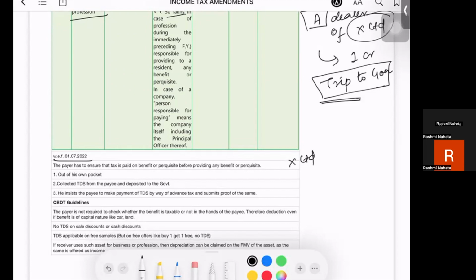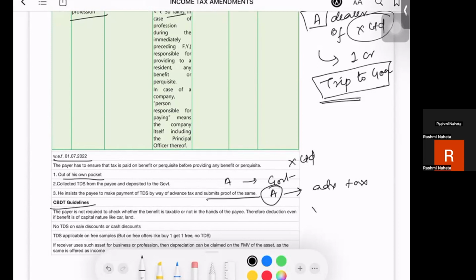Now, here in our example, X Limited will have to make sure that before the benefit is provided, tax is deducted and paid. He can do it either out of his own pocket, or he can collect from A and give it to the government, or he can insist that A make advance tax payments to this extent and give the proof of the same. So these are the ways where X Limited or the payer will have to ensure it is done. CBDT has also issued certain guidelines with regard to the same.